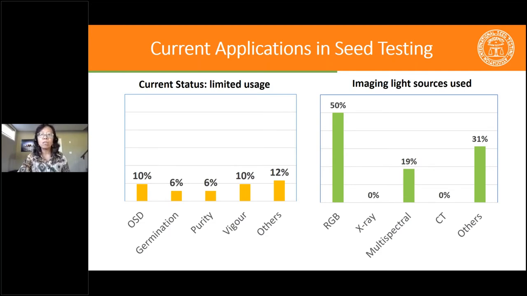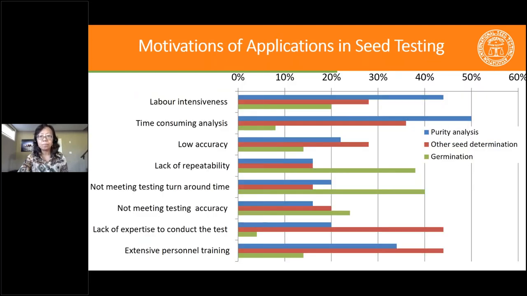So we knew the desire. People want to use computer vision, but in reality, it has very little application in real production. Then we studied what kind of motivation there is for application of new technology. Here you can see we separated purity analysis in blue, other seed determination in red, and germination in green. We can see that for the three types of testing, the motivations are different.